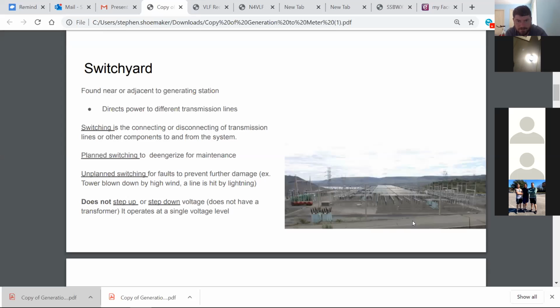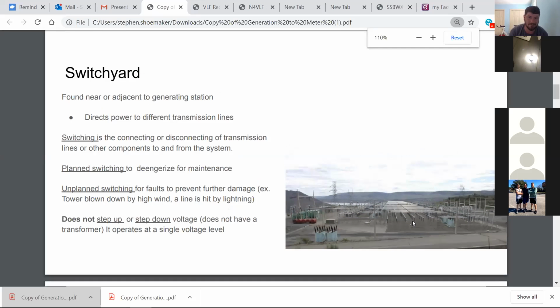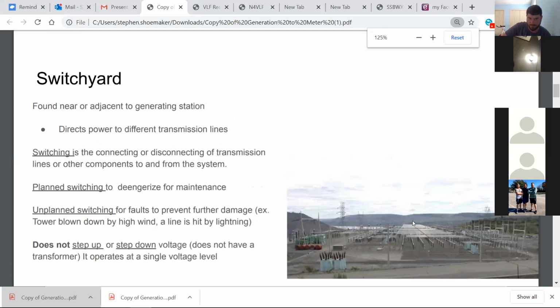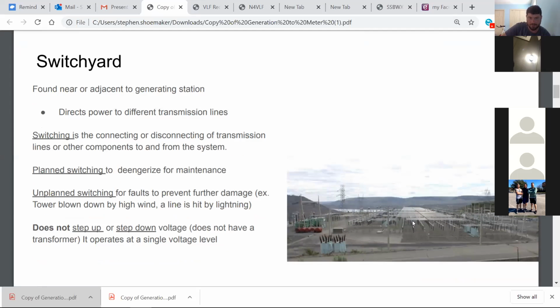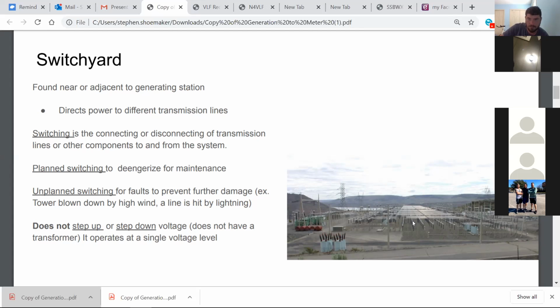The switchyard is found near or adjacent to the generating station. It directs power to different transmission lines. Switching is the connecting or disconnecting of transmission lines or other components to and from the system. Planned switching can be to de-energize for maintenance. Unplanned switching is for faults, to prevent further damage. Examples: a tower blown down by high wind, a line hit by lightning. It does not step up or step down voltage and does not have a transformer. It operates at a single voltage level. Good description.